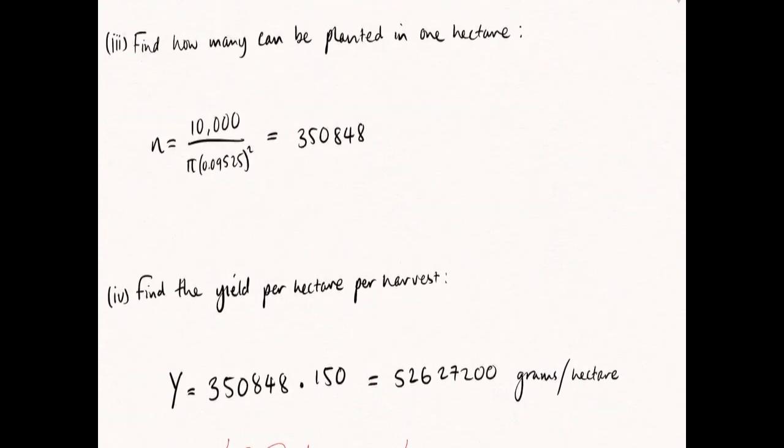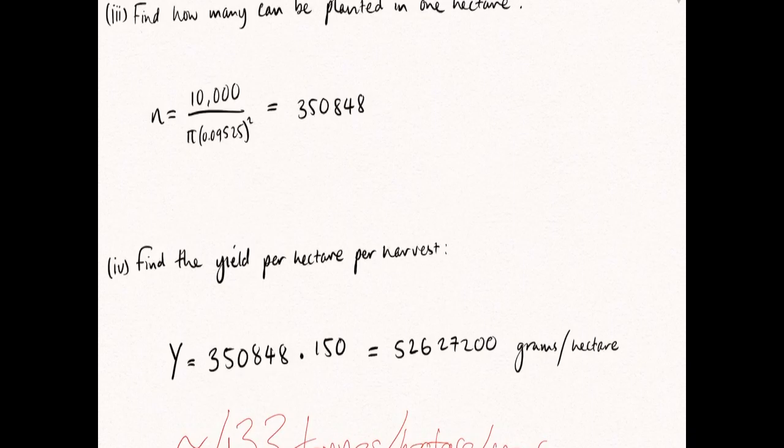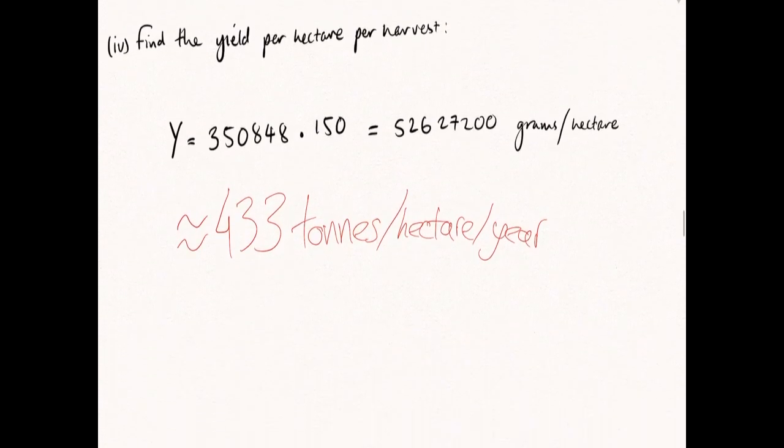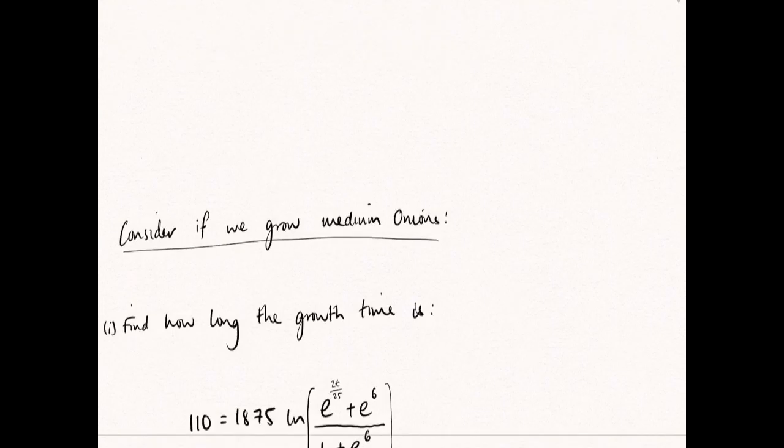The yield is approximately 52,627,200 grams per hectare for a single harvest. We have rounded this down so there is no overestimates. This will create a yield of 433 tonnes per hectare per year for a large onion.